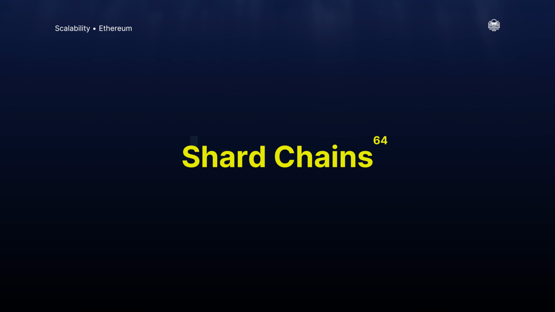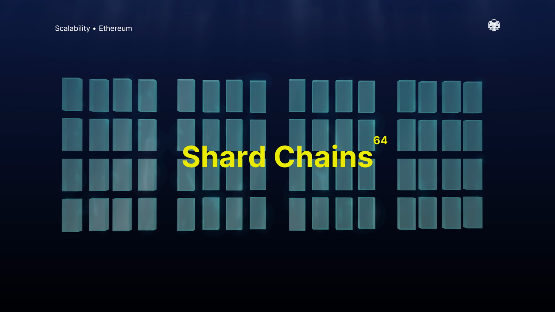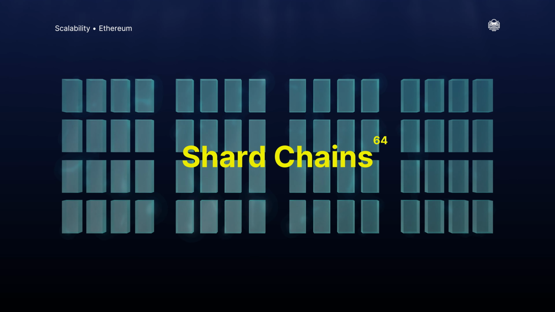Another important aspect of the blockchain comparison is scalability. The Ethereum consensus layer will run on shard chains, 64 parallel chains coordinated by beacons.